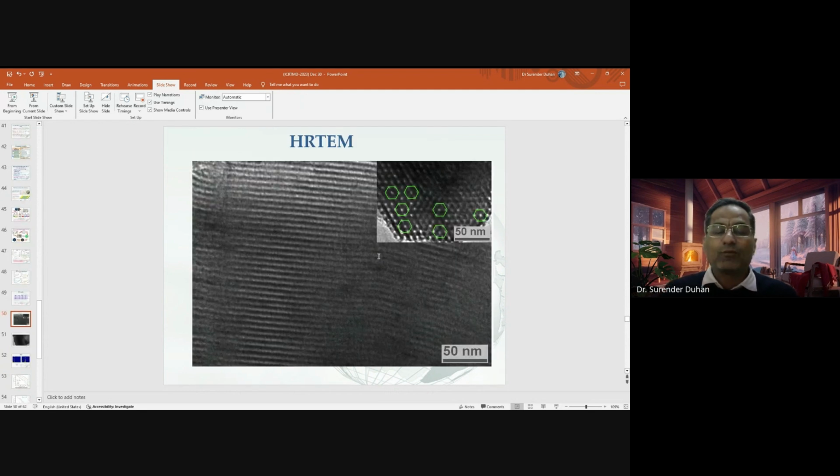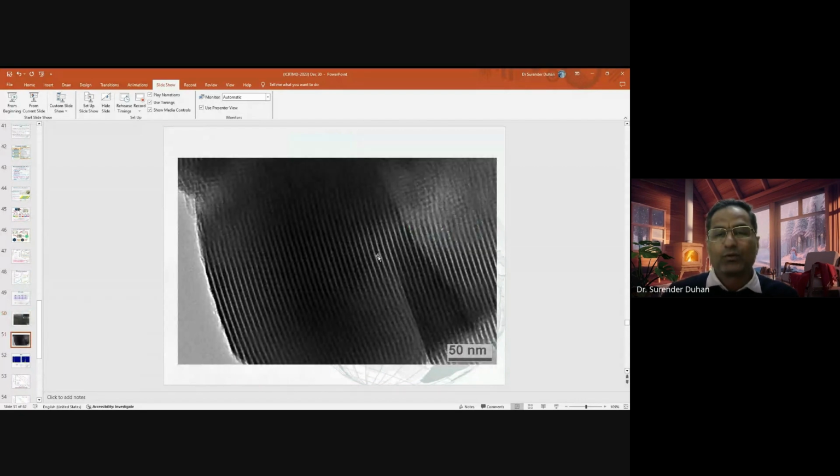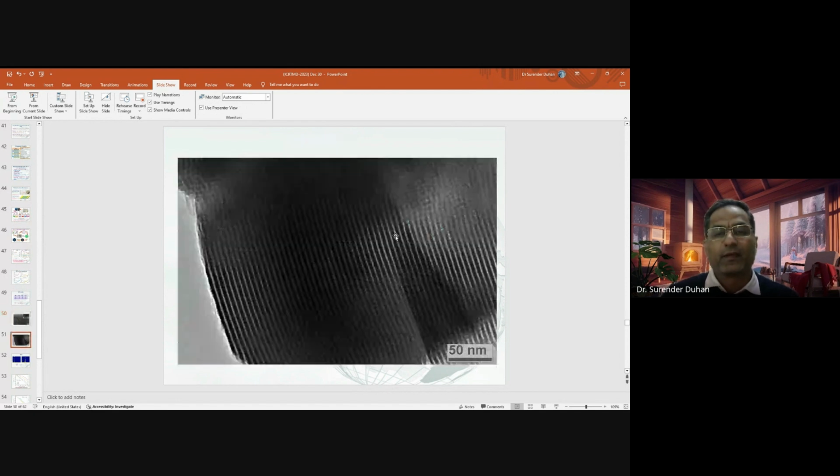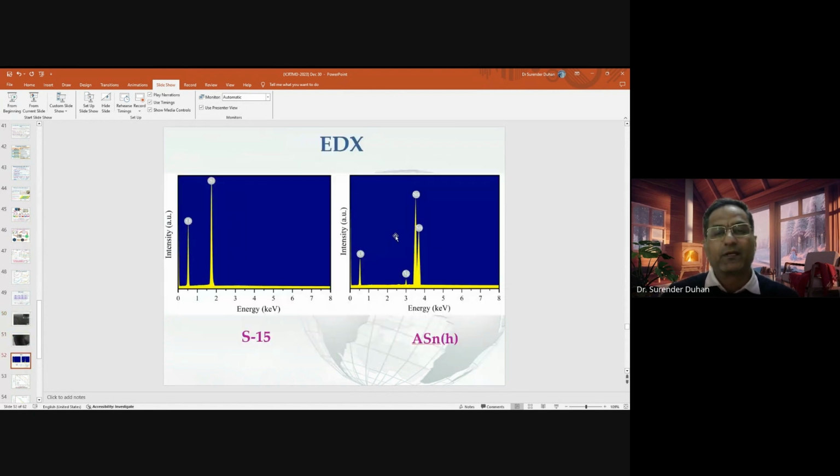This is HRTEM of this silver-doped tin hybrid nanocomposite. This is also a hexagonal pattern. In the case of SBA-15 silver doped, this is also a hexagonal pattern, a benzene-like structure. This is also a TEM image. This is EDS analysis. The EDS analysis is used to determine the purity of your materials.